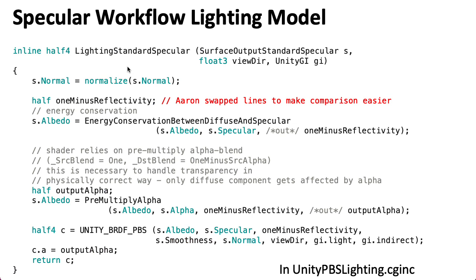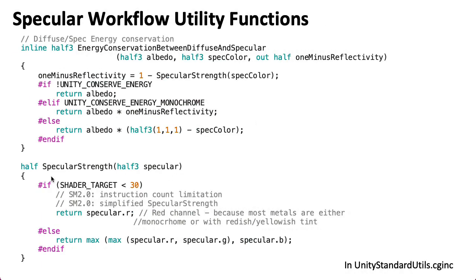So this is the equivalent lighting function for the specular workflow, and it pretty much looks like the metallic workflow. I should mention that if I change code, I'll put that in red text to make things clear. Except here it's using the energy conservation between diffuse and specular function, which feels less motivated to me. There's this thing called specular strength that takes the max of the red, green, and blue channel, which you can use if you're conserving energy but doing so in a monochrome fashion, or you can conserve energy in a colorful fashion, and I'll leave this to the viewer to sort out.